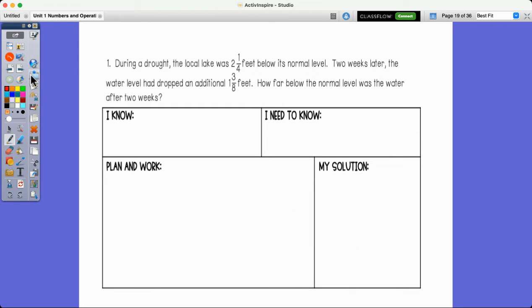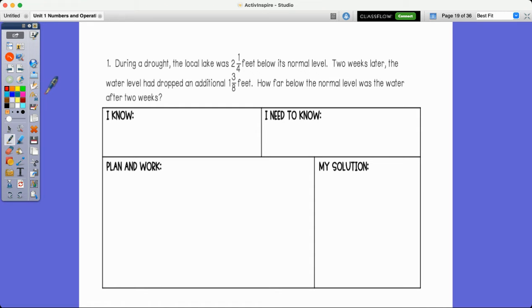Okay, so we're going to go ahead and we are going to work out a problem. Real life. During a drought, the local lake was 2 1/4 feet below its normal level. 2 weeks later, the water level had dropped an additional 1 3/8 feet. How far below the normal water level was the water after 2 weeks?